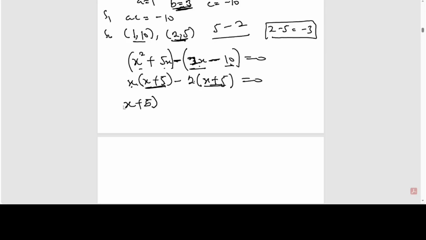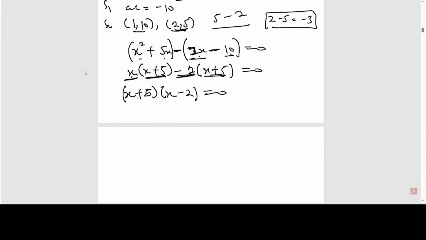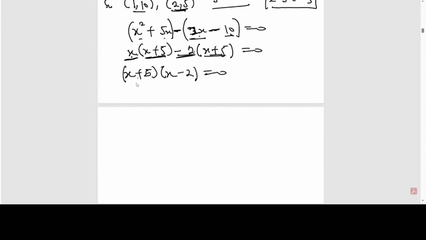In fact, we are factorizing x plus 5 out, but we normally say we pick one and leave the other one out. After picking that, you write the expressions that are outside the bracket. So the first one is x and then minus 2. So x minus 2 equal to 0. If you expand these two expressions, you're going to get the question that was given to us. Now next is x plus 5 times x minus 2 is equal to 0.